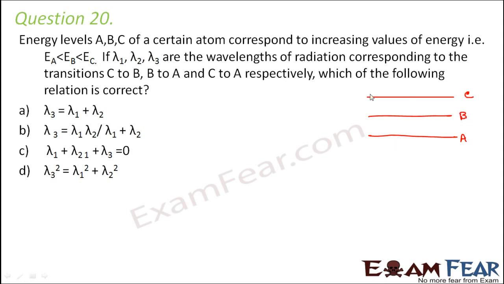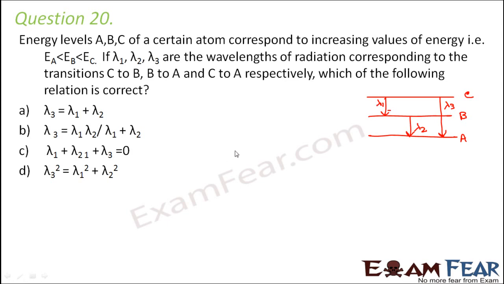Right? And here lambda 1 corresponds to the transition from C to B. So this is lambda 1. Again, transition from B to A is lambda 2 and transition from C to A, this is lambda 3. So these are the three possible wavelengths.